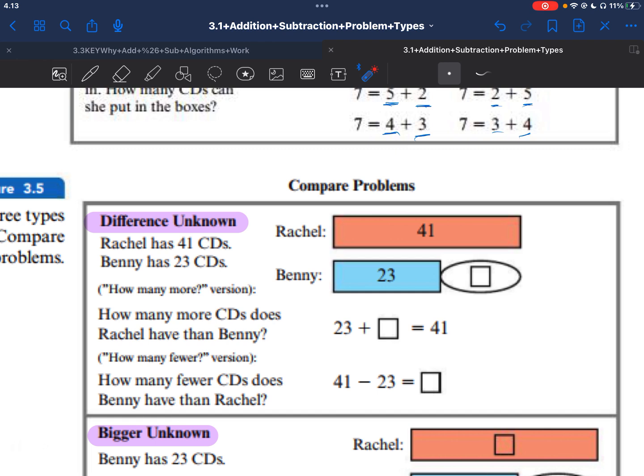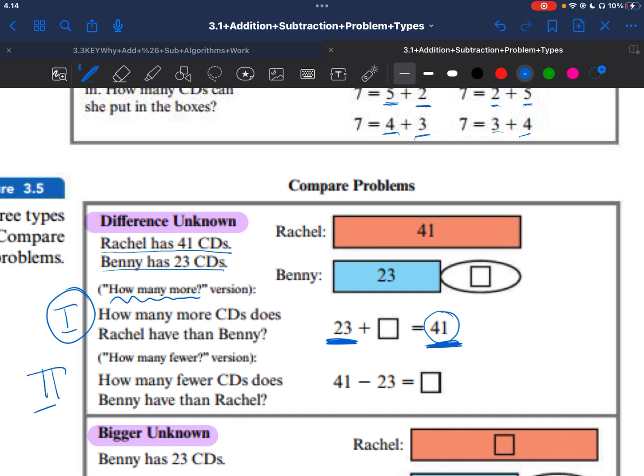So there are 2 versions. Version 1 says, how many more CDs does Rachel have than Benny? So we know that Rachel has 41, and we need to know, from Benny's amount of CDs, how many more we add so that we can get to Rachel's amount of CDs. That's the first version of how you can phrase this, with the how many more.